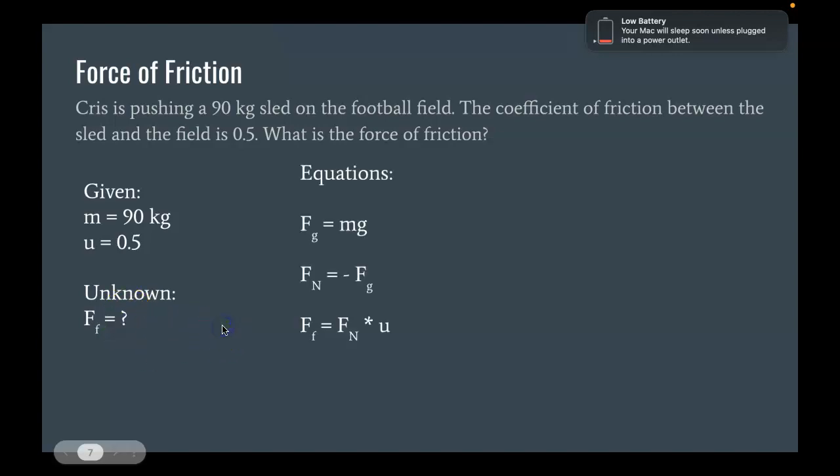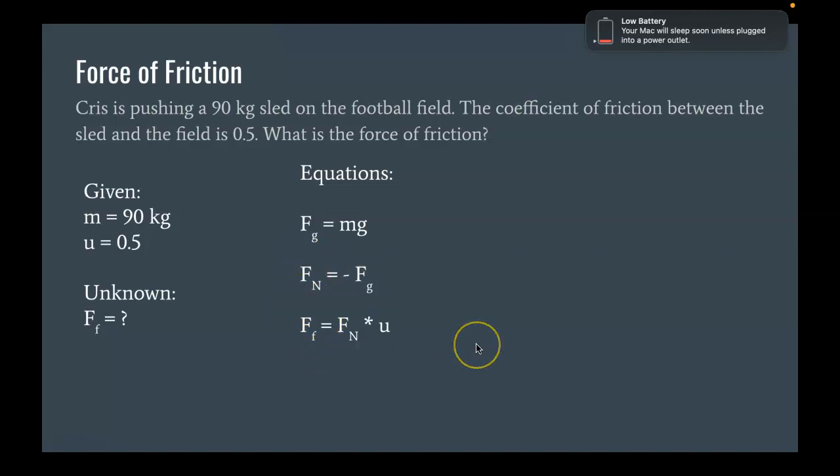So there's a few equations that we can use. Let me just show you some of these equations. Force of friction is normal force times the coefficient of friction. Okay, well, we don't have normal force. How can we figure out normal force? Well, I know normal force is the negative of the force of gravity. All right, but I don't have the force of gravity. Okay, force of gravity is mass times the acceleration of gravity. Okay, I can figure that out. If I can figure this out, then I can figure out the normal force. If I can figure out the normal force, then I can do the force of friction.